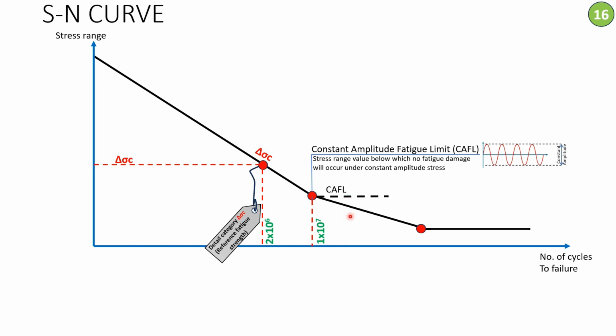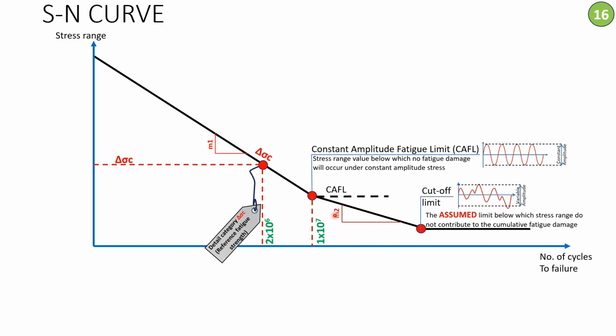So if you have a constant amplitude stress and the stress range of that cyclic load is less than the CAFL, it is not enough to cause fatigue damage that leads to failure. So there is no fatigue damage for constant amplitude cyclic loading that has a stress range less than CAFL. It's called the knee point because the slope of the curve before that point is different from the slope of the curve past that point. Normally m1 equals 3 and m2 equals 5 in most cases.